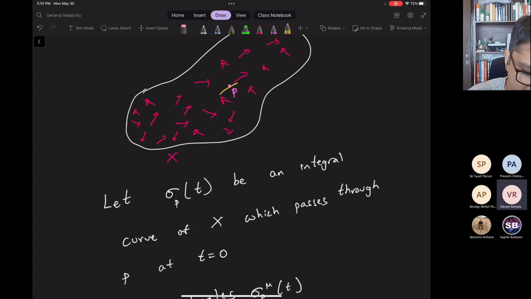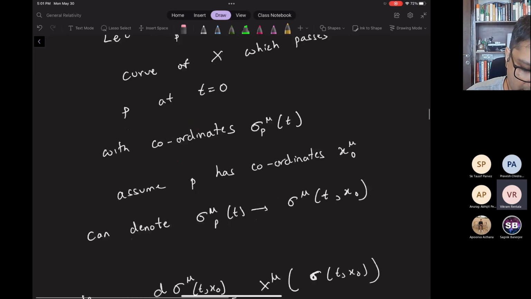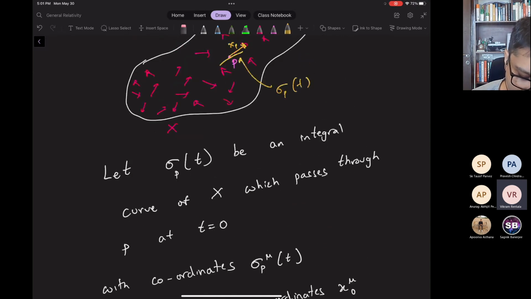Therefore at P it has a tangent vector. Whatever the tangent vector of the field X at the point P is, it is also going to be the tangent vector to this curve. There's a unique curve which passes through this point such that its tangent vectors are always elements of X. So this curve is called sigma_p(t), and we'll denote the coordinates along this curve as sigma_p^mu(t). These are the coordinates along the curve. Instead of talking about x^mu(t), this is the mu-th coordinate when I'm at the point t along the curve, and this is a curve which passes through P.